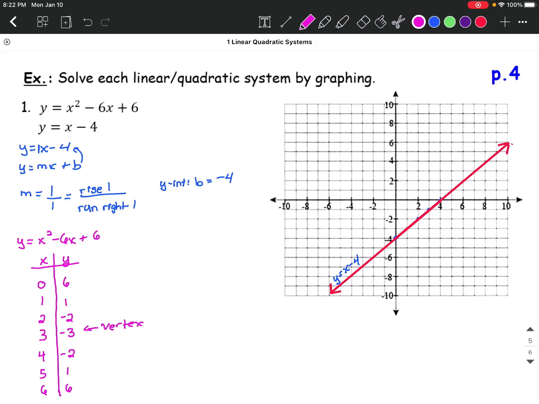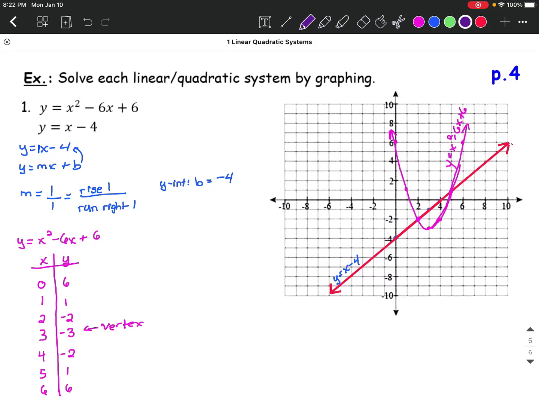Now we're going to plot those points. 0, 6, 1, 1, 2, negative 2, 3, negative 3, 4, negative 2, 5, 1, and 6, 6. Now the best we can do, making a smooth, rounded curve so that we have this parabola, arrows on it, and then write that equation, y equals x squared minus 6x plus 6.